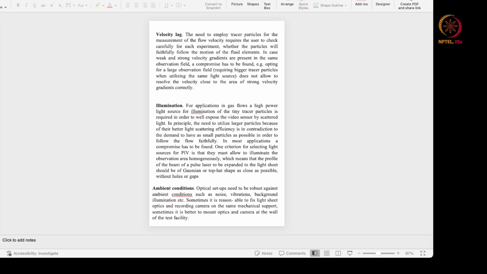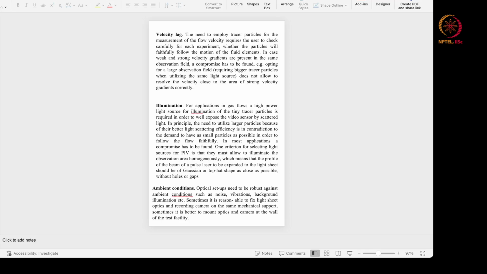That means you can opt for a larger observation window. It requires bigger tracer particles because you have to get the light. The bigger the particles, the more scattering with the same light source, but it sometimes does not allow you to resolve the velocity close to the area where there is a very strong velocity gradient, because bigger particles may not be able to follow the flow.